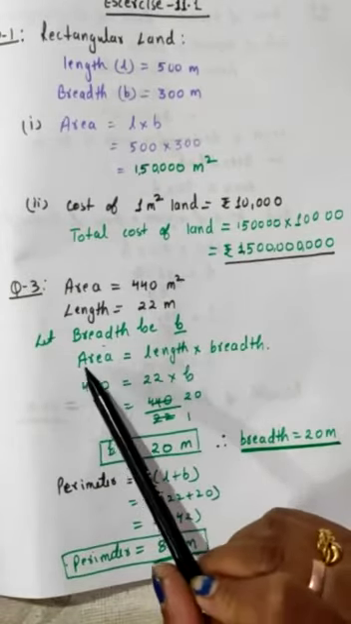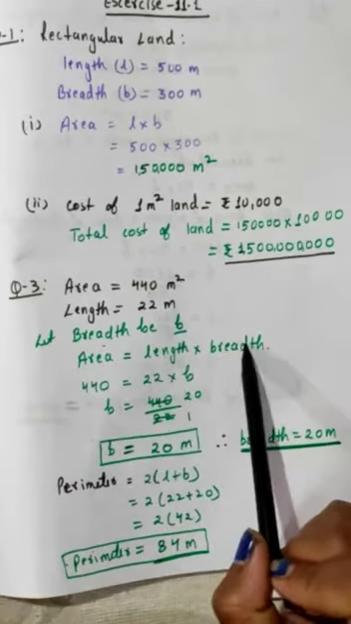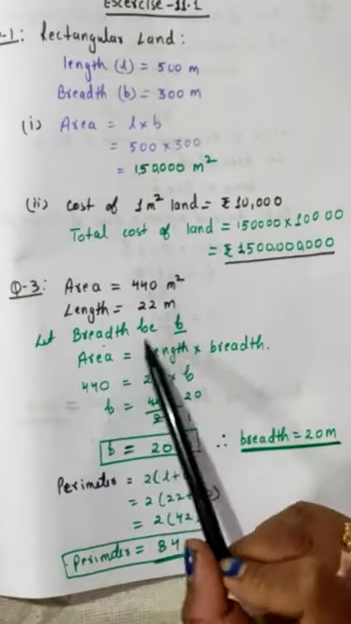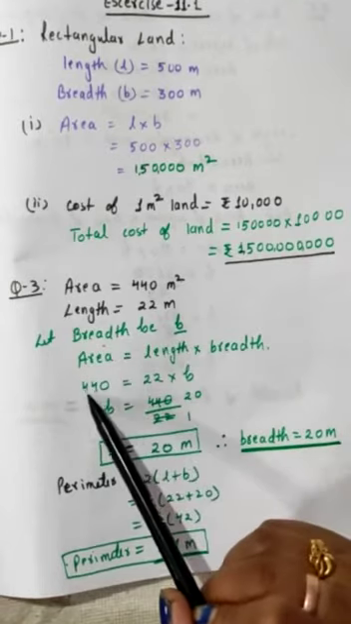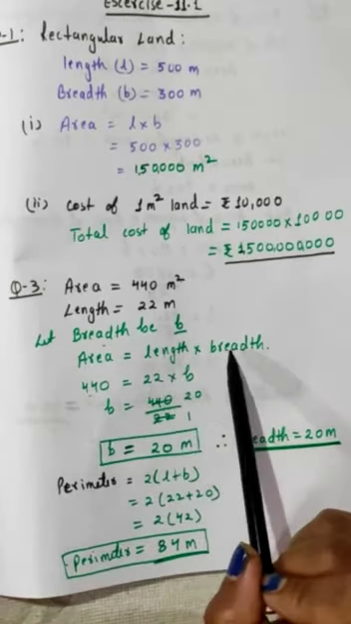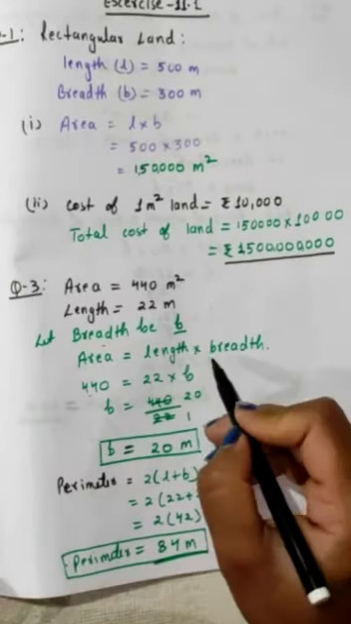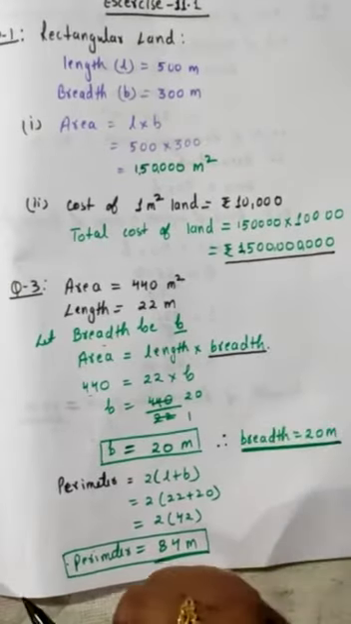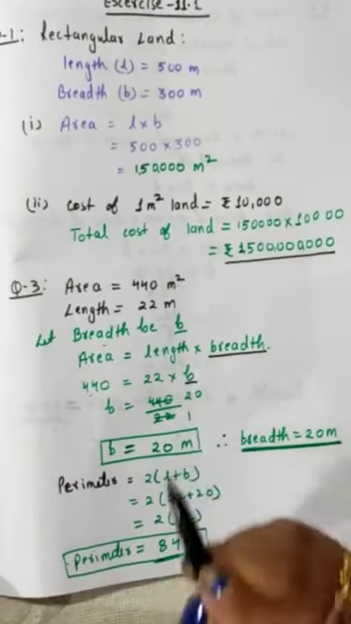Now use the formula: area is equal to length into breadth. In this case you know the area, so write the value 440. You know the length, write the value 22, and breadth you don't know. You don't know the value of the breadth of the rectangular plot, so you will write it as B.